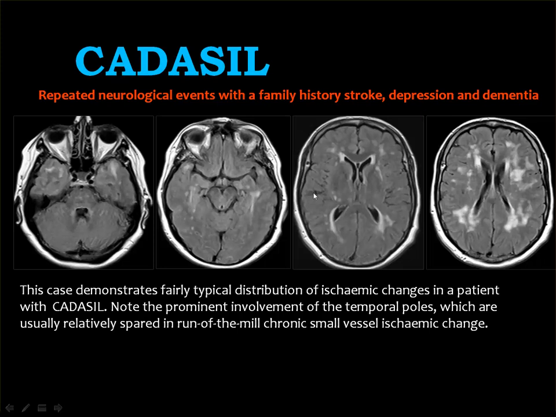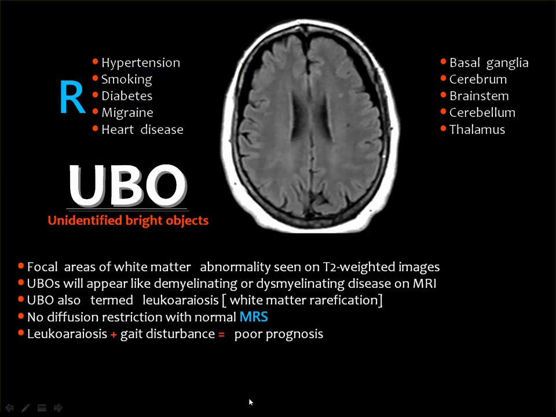Then you see a CADASIL lesion. The patients are usually younger, let us say 45, 50 years old, with prominent involvement of the temporal lobes and, of course, the periventricular white matter.